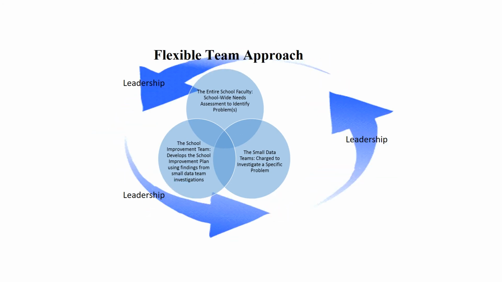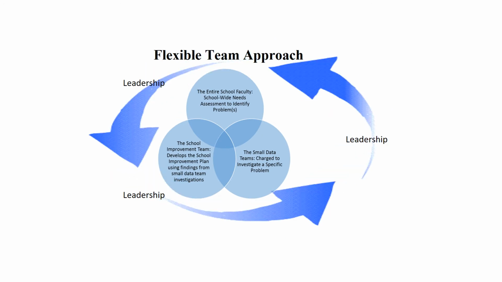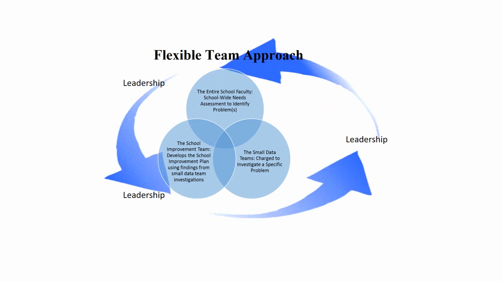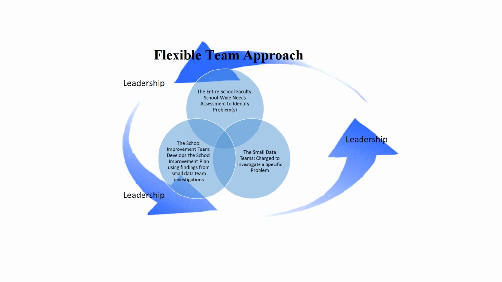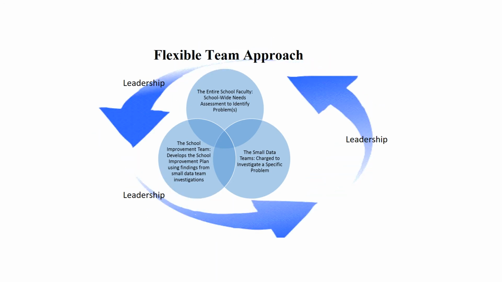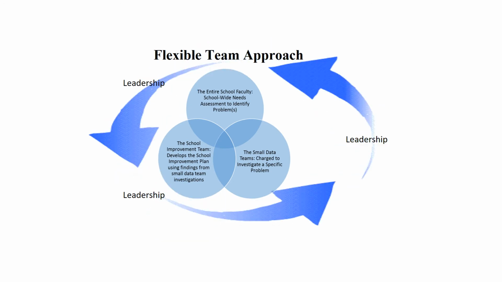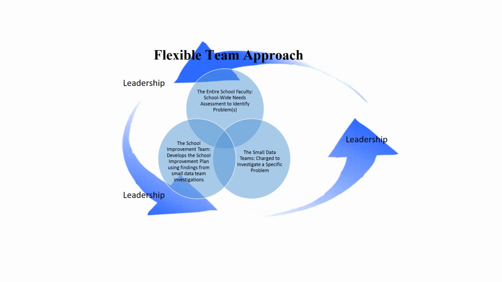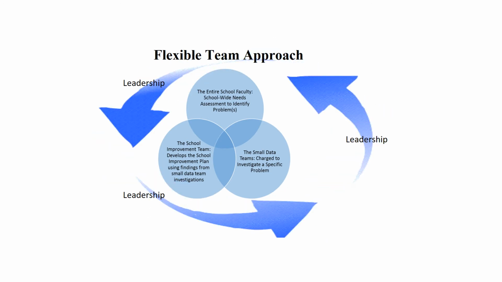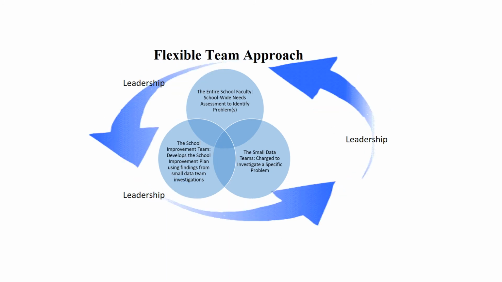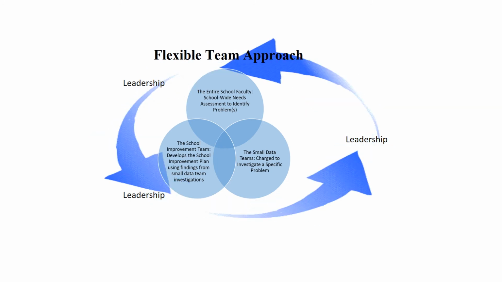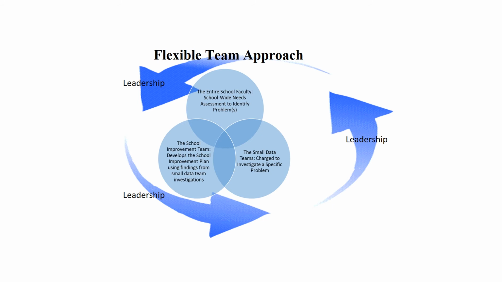The circle on the right illustrates how small data teams are convened to delve deeply into the problem that was identified in the whole faculty work. Once again, multiple forms of data will provide information about the problem. The circle on the left takes us to another team configuration that illustrates how the data analysis findings come together to inform the school improvement plan.